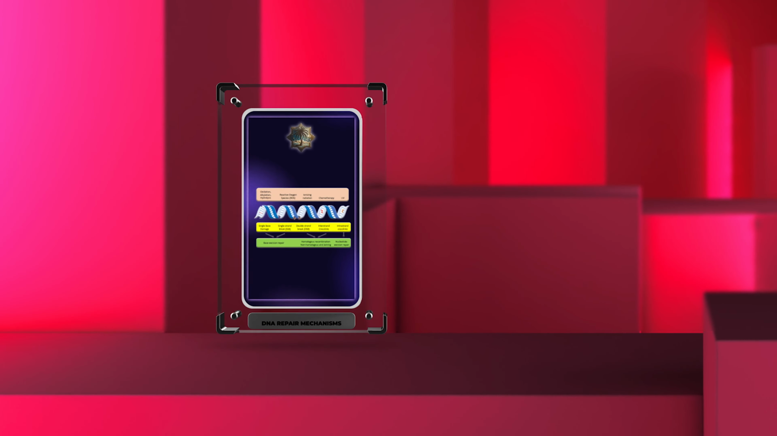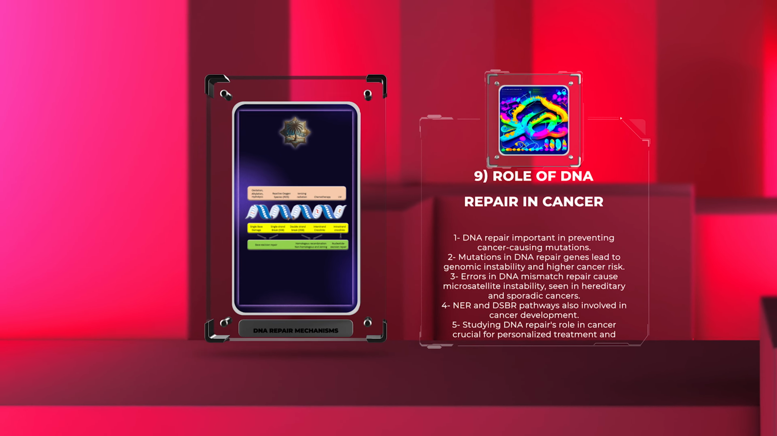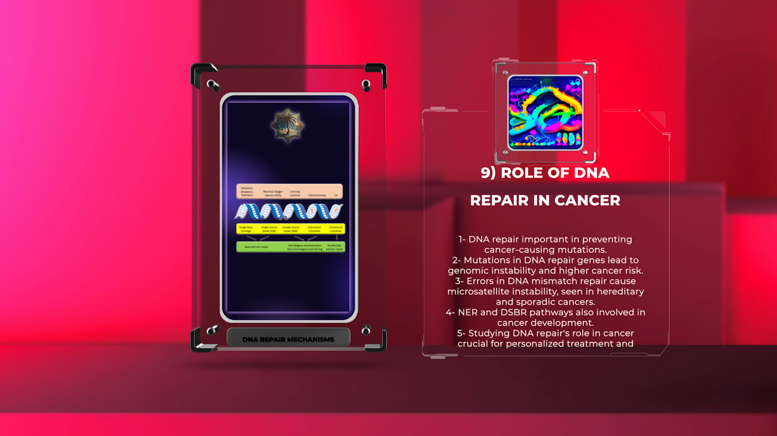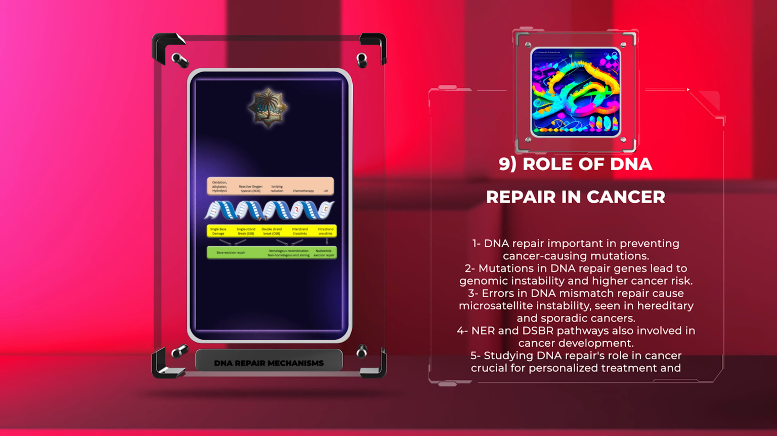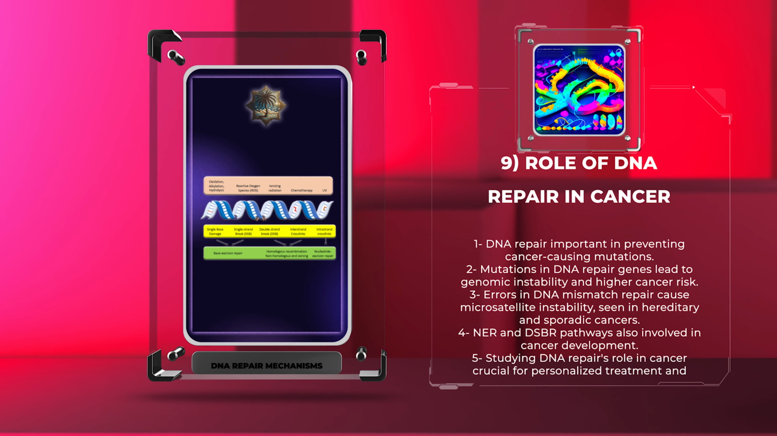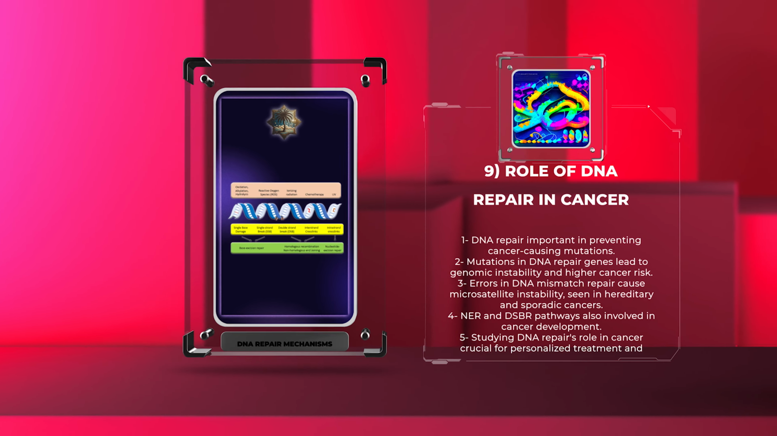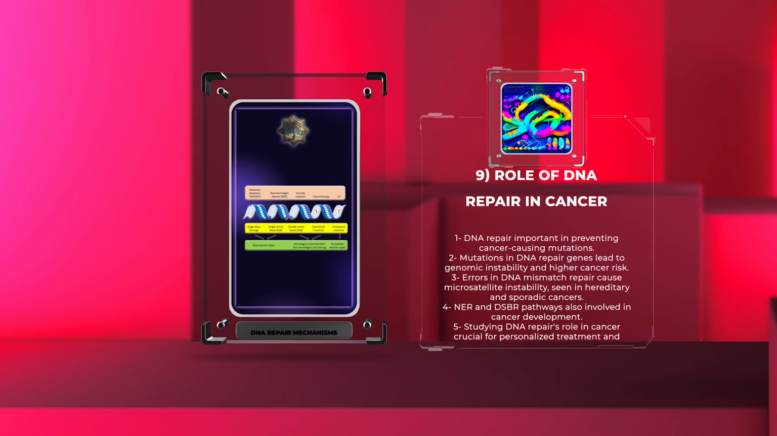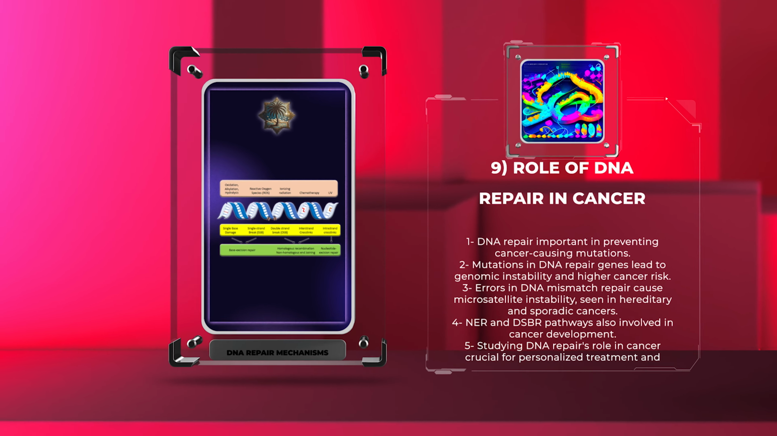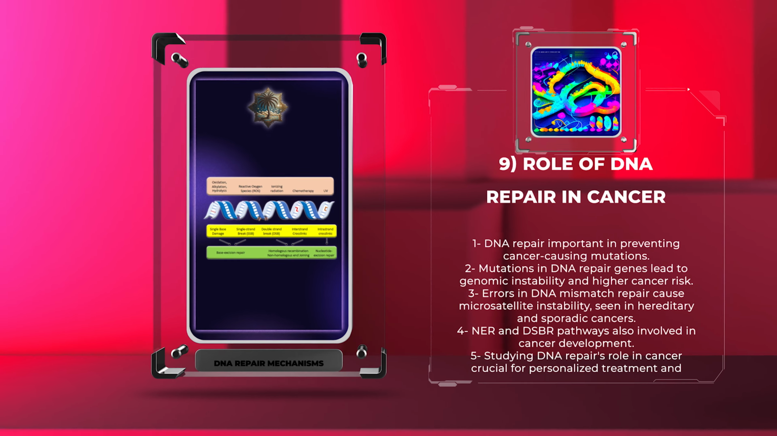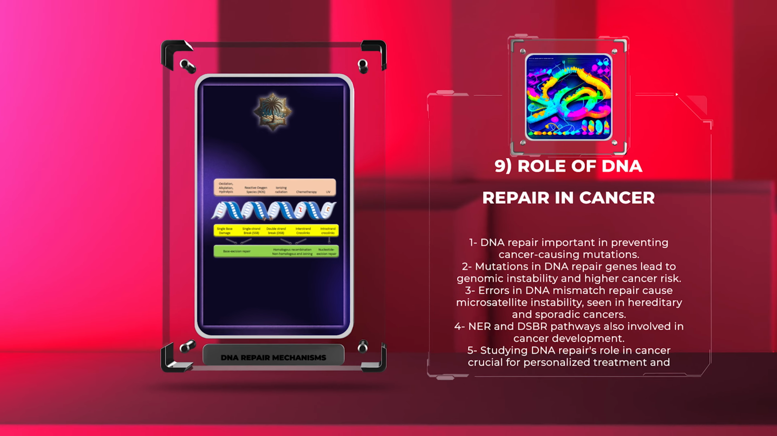In this section, we will discuss the importance of DNA repair in preventing the formation of cancer-causing mutations. Mutations in DNA repair genes can lead to genomic instability and a higher risk of cancer. For example, errors in DNA mismatch repair can cause microsatellite instability, which is seen in certain hereditary and sporadic cancers. Other repair pathways, like NER and DSBR, are also involved in cancer development. Studying DNA repair's role in cancer is crucial for developing personalized treatment approaches and targeted therapies.